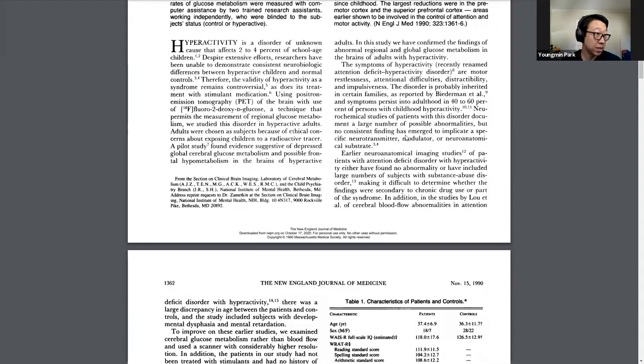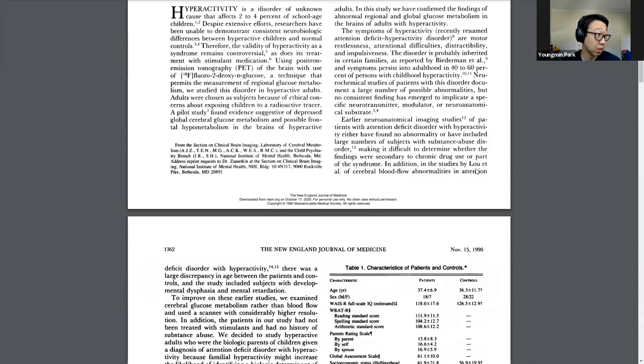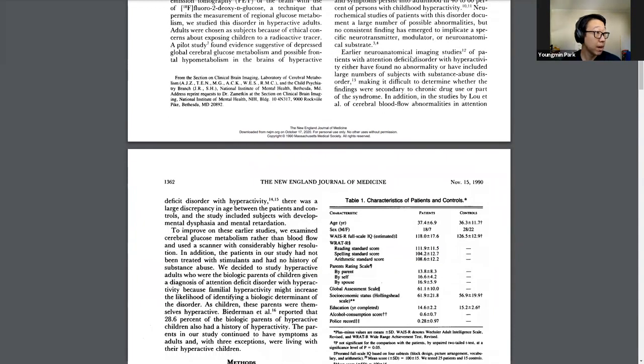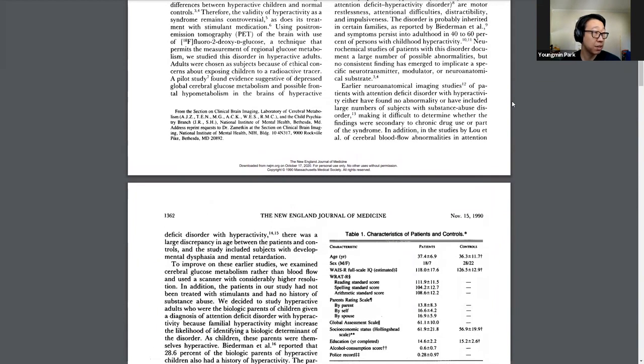And right, no consistent finding has emerged to implicate a specific neurotransmitter, modulator, or neuroanatomical substrate. So people tried to hunt down specific neurotransmitters and specific mechanisms that could cause hyperactivity, and they were not successful at this time. Earlier neuroanatomical imaging studies of patients with attention deficit disorder with hyperactivity either have found no abnormality or have included large numbers of subjects with substance use disorder. So major confounds in imaging studies.